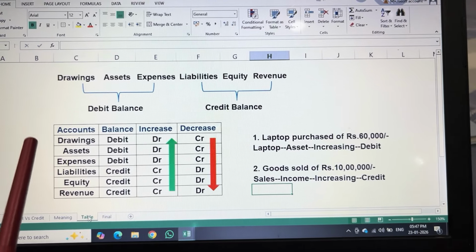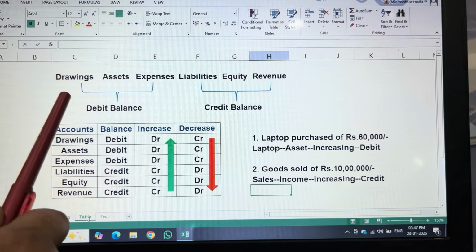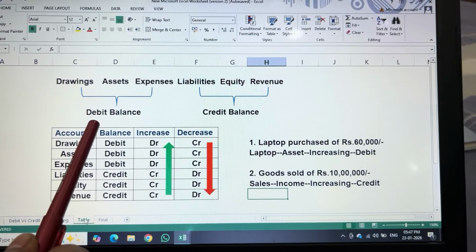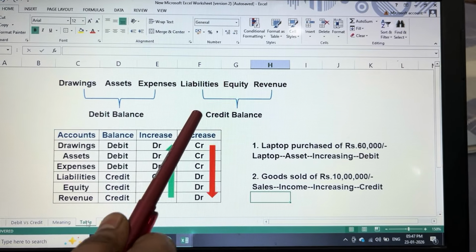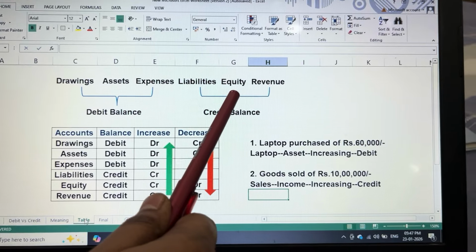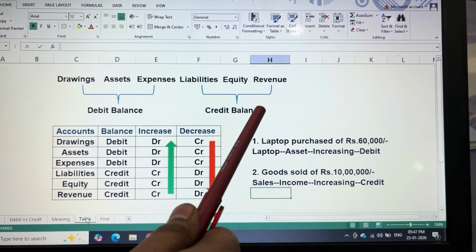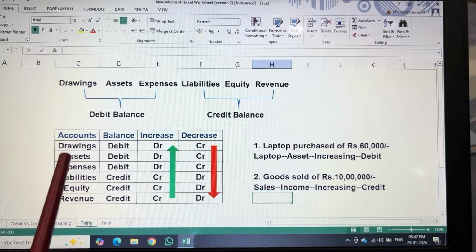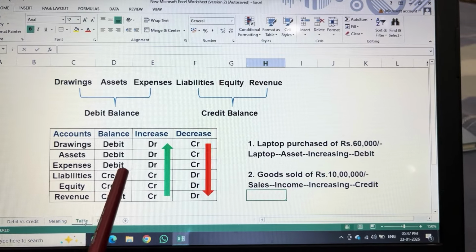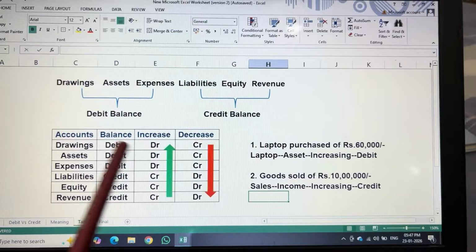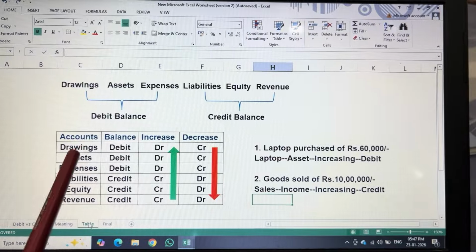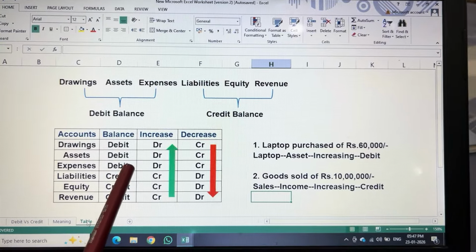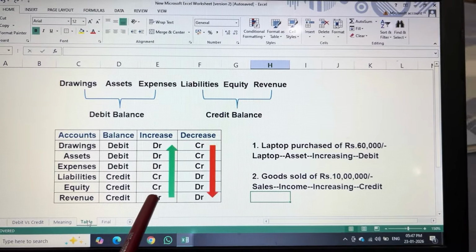Here, drawings, assets, expenses are debit balance. Liabilities, equity and revenue are the credit balance. Here is the table of the accounts, their balances, and when what will affect them: accounts are increasing, accounts are decreasing, their debit balances.